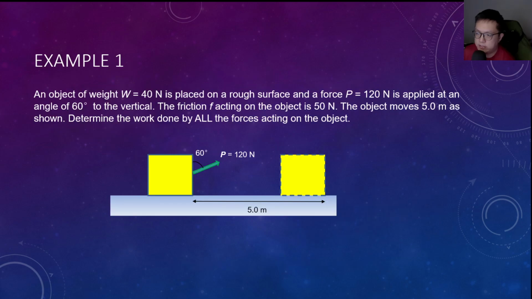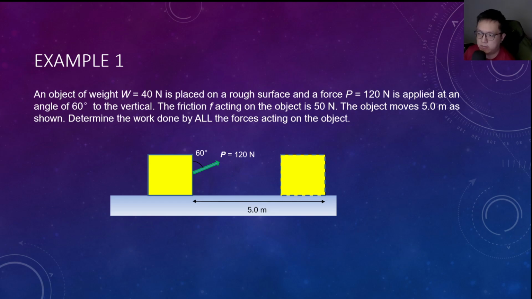So let's look at a bit more complex example. I have an object of weight 40 newtons placed on a rough surface, and a force P equal to 120 newtons is applied at an angle of 60 degrees to the vertical. The friction F acting on the object is 50 newtons. The object moves 5 meters as shown. Determine the work done by all the forces acting on the object.